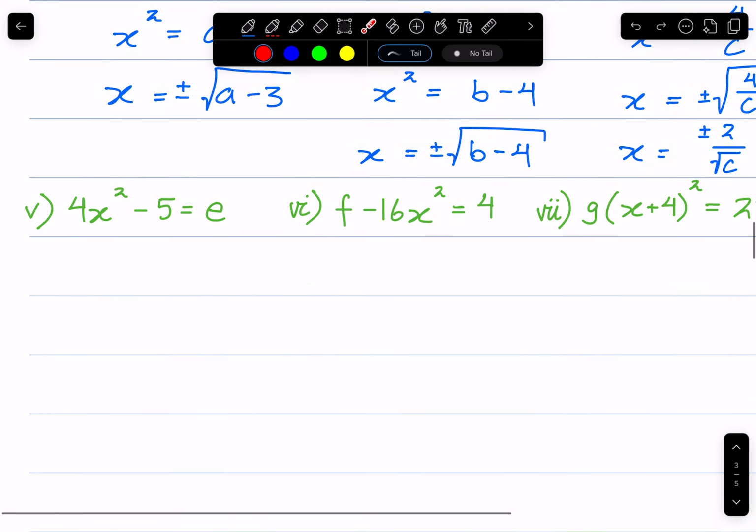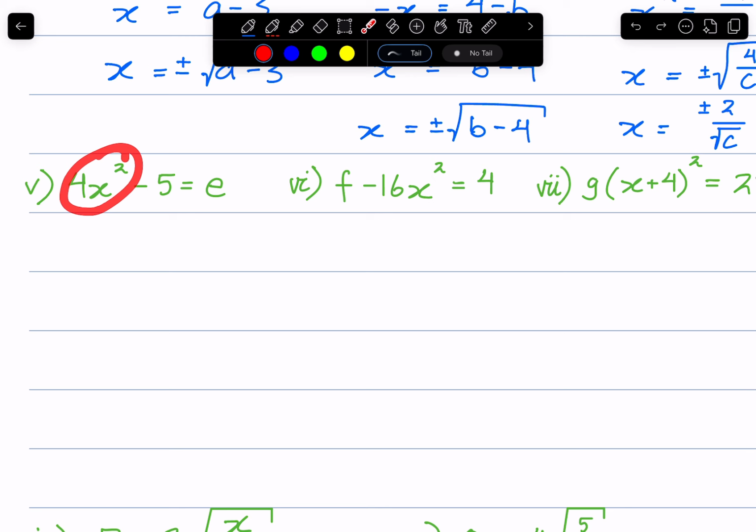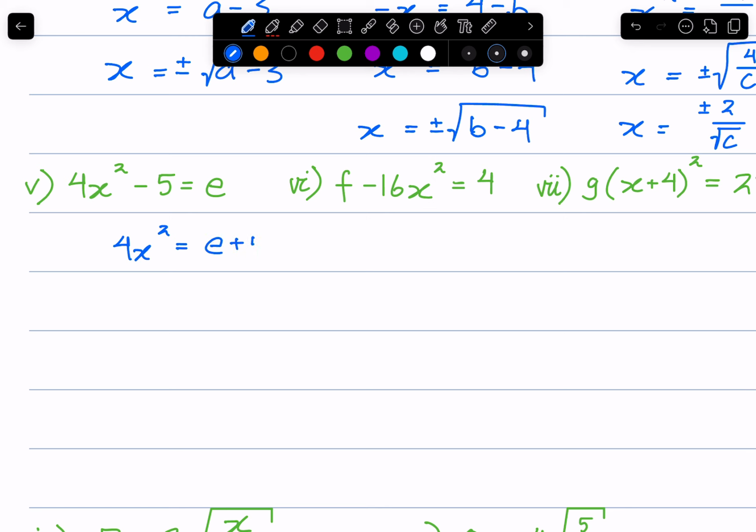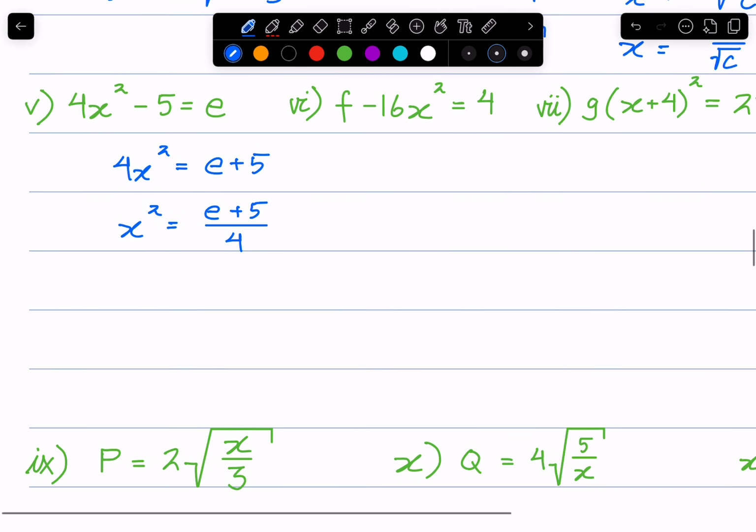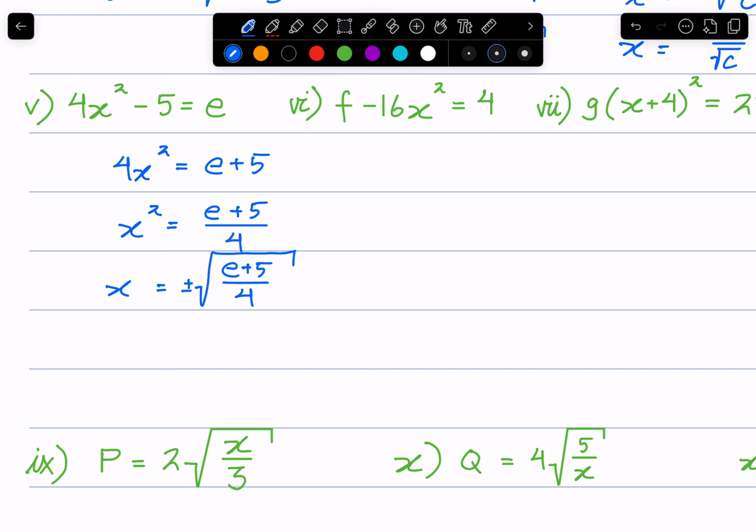Okay, let's keep going. So for this, notice how we have this 4x squared. So we actually have to do this plus 5 first. So we get 4x squared equals e plus 5. We divide by that 4. So this becomes x squared equals e plus 5 all over 4. And now here's where the split of the square root is going to happen. We get x equals, I'm going to actually leave it this time for you to see. It'll be plus minus big square root e plus 5 over 4.